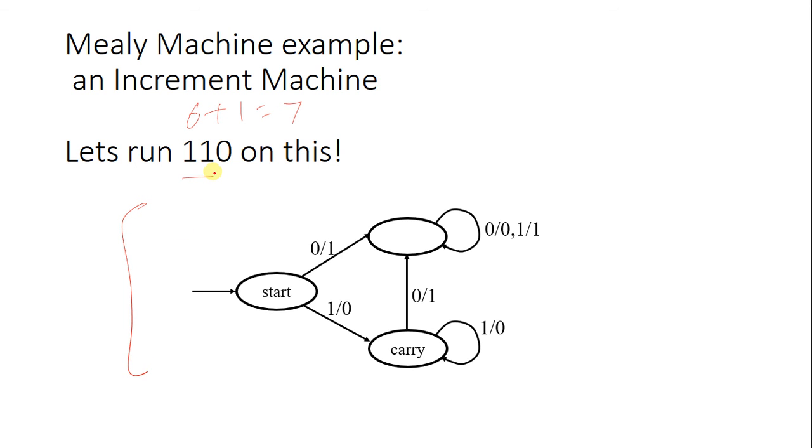So we read 0 first. For 0 you move here and output 1. Then we have 1. So for 1 the output would be 1 again. Then 1, the output would be 1 again. So this is the output and this is equal to 7. You can try other numbers as well and you will get an incremented output.